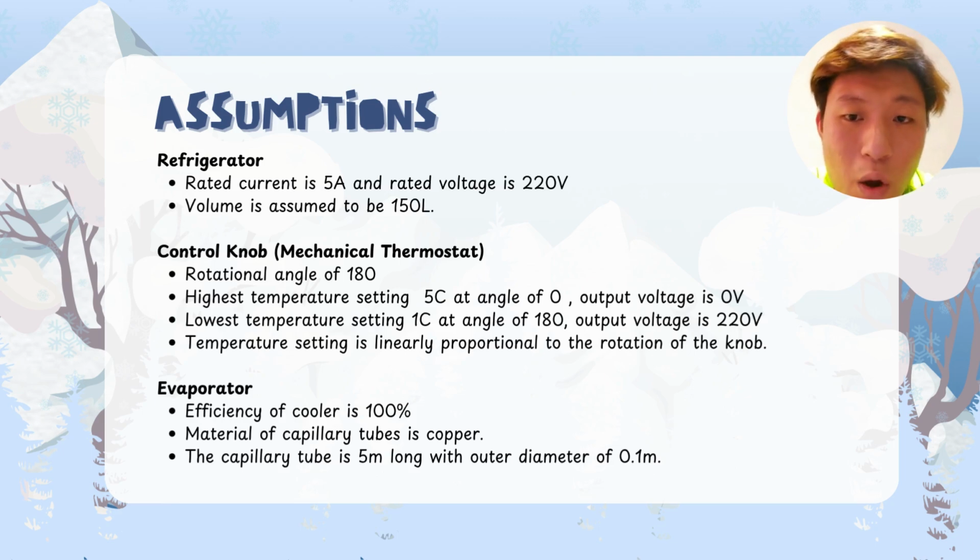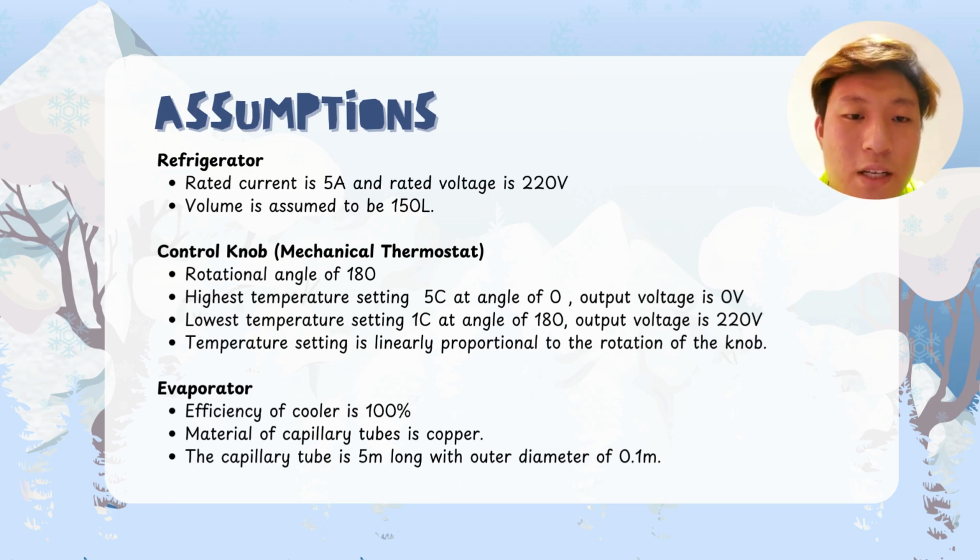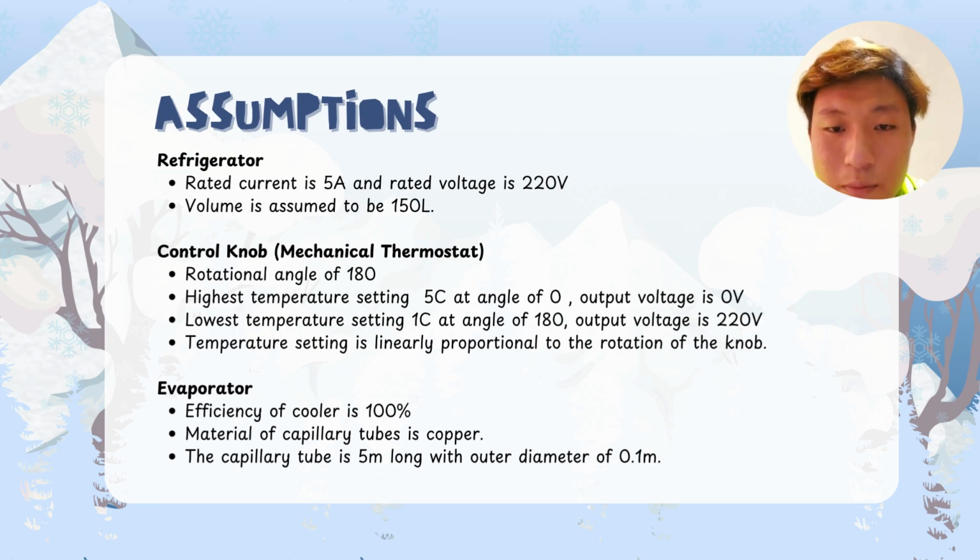First is our refrigerator. We assume that the rated current is 5 amperes, the rated voltage is 220 volts, and the volume is assumed to be 150 liters. Next will be our control knob. We assume that the maximum rotation angle is 180 degrees, and we'll set the highest temperature setting, which is 5 degrees Celsius, at an angle of 0 degrees, where the output voltage is 0 volts. And also the lowest temperature setting at 1 degree Celsius at an angle of 180 degrees, where the output is 220 volts. By setting the temperature like this, we'll get a linear proportion to the rotation of the knob.